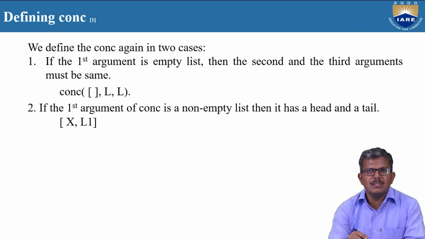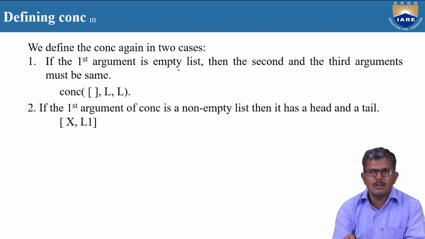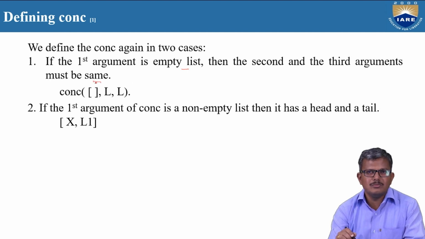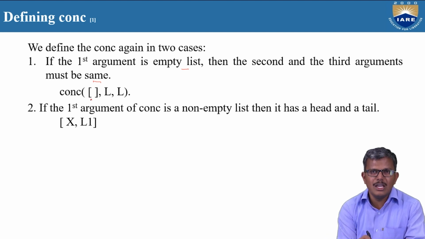Okay, so how can we define the concatenation here? If the first argument is an empty list, then the second and third arguments must be the same. This is one observation we need to make. Every time I am stressing this point: a list can be an empty list or it can be a non-empty list. So in this case, in place of L1 we have an empty list, means we are not taking any elements of list 1 for performing the concatenation. But in this case, L2 and L3 should be the same. Why should they be the same?